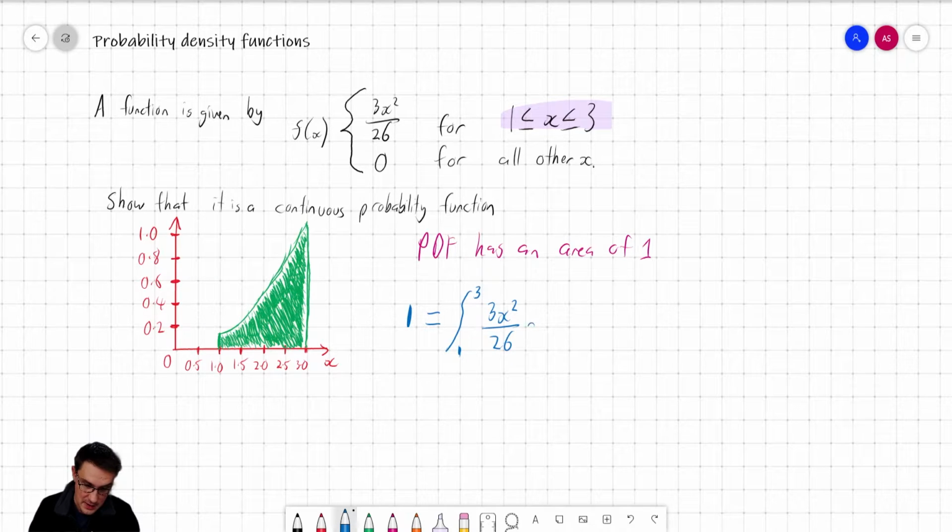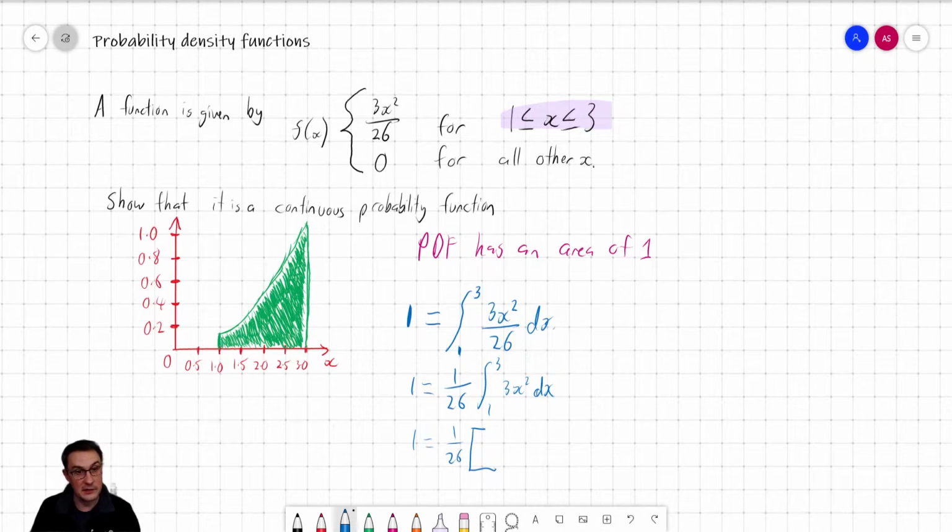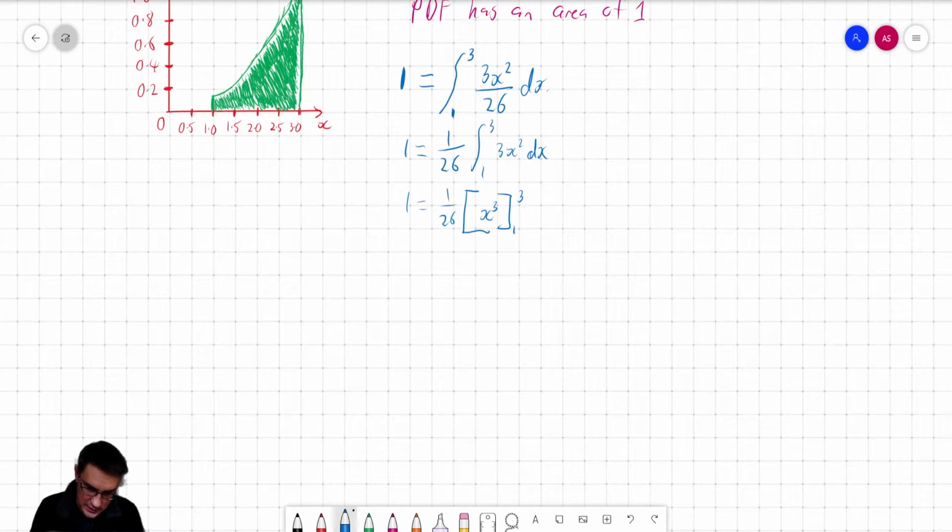So we'll go through this now. As we integrate this, I'm just going to focus on the right-hand side. I'm going to remove the fractional part because it makes it easier to integrate if I've only got 3x squared. As I integrate, I'm going to have 1 is equal to 1 over 26, integrating only the 3x squared, which becomes x cubed, still between 1 and 3. And we end up with 1 equals 1 over 26 outside the brackets of 3 cubed minus 1 cubed.